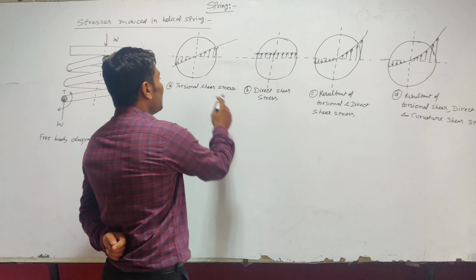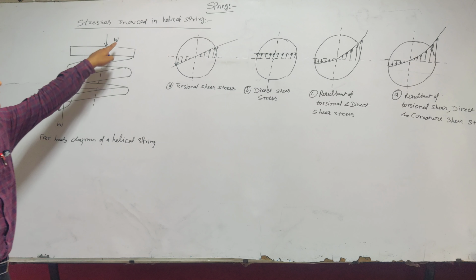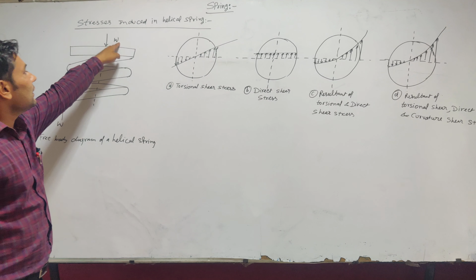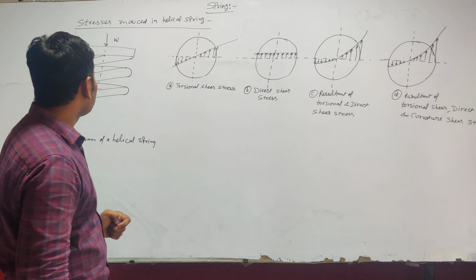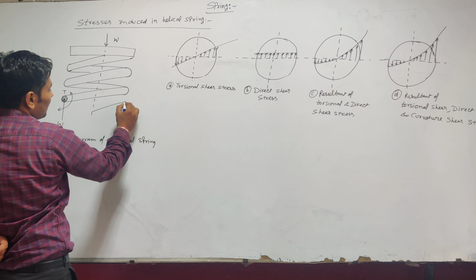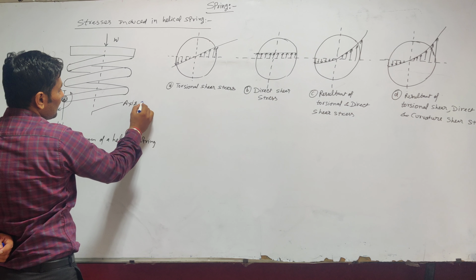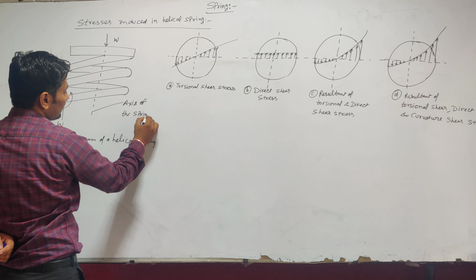We know that springs are generally under twisting moment due to axial load W. This is the axial load, which is denoted by W. This is the axis of the spring.